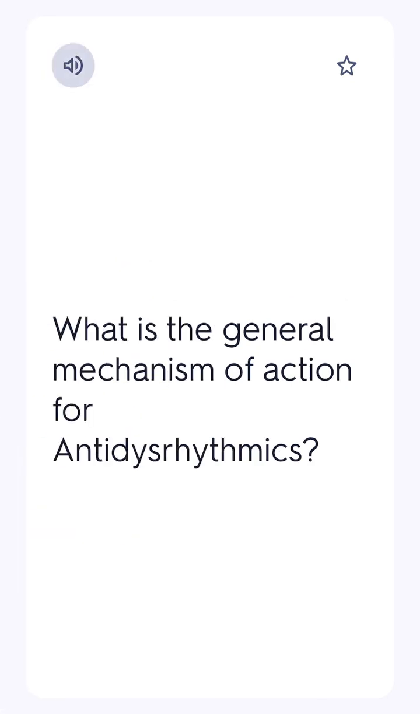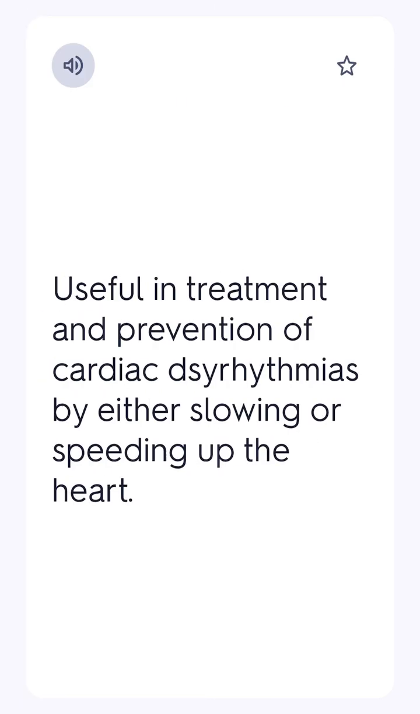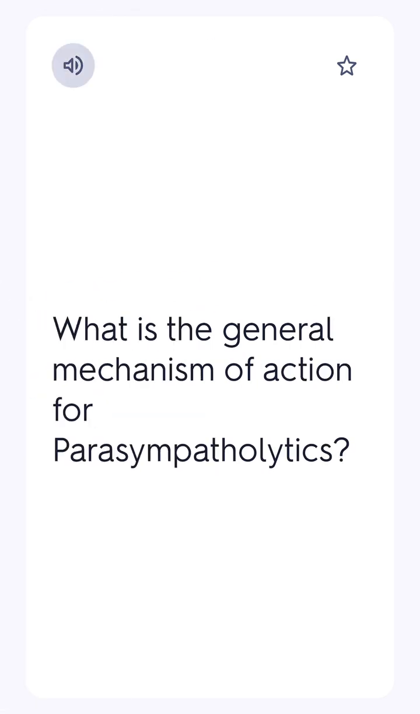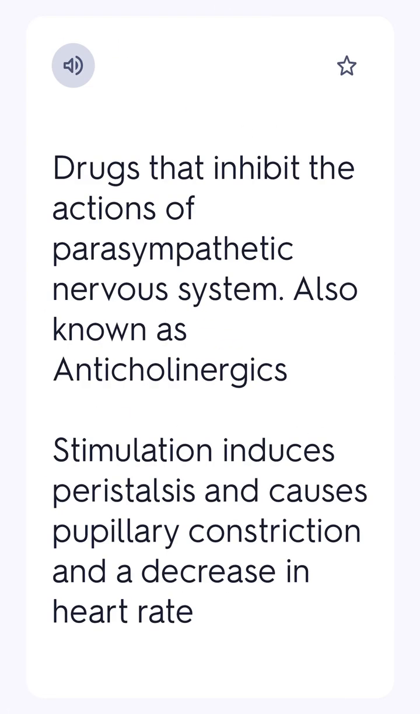What is the general mechanism of action for antidysrhythmics? Useful in treatment and prevention of cardiac arrhythmias by either slowing or speeding up the heart. What is the general mechanism of action for parasympathetics? Drugs that inhibit the actions of the parasympathetic nervous system. Also known as anticholinergic stimulation, induces peristalsis and causes pupillary constriction and a decrease in heart rate.